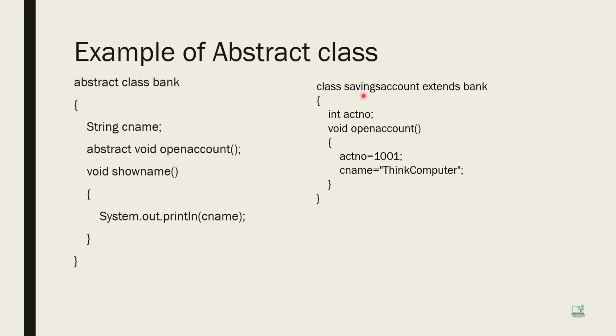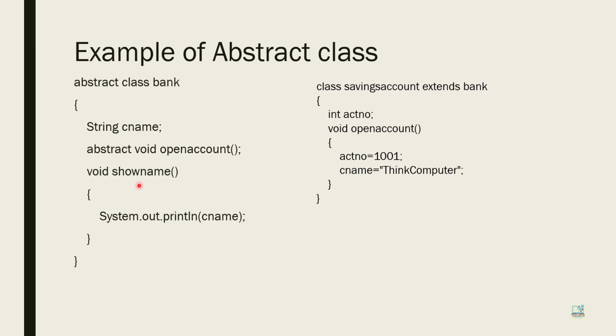This syntax is just like normal inheritance programming syntax, like class SavingsAccount extends Bank. There we have accountNumber. Now this is the method which we are defining, void openAccount, and this method is the abstract method which is mentioned in the base class. Since I am extending my class using the abstract class, I have to define the abstract method of the base class. But I need not define the method which is not abstract.